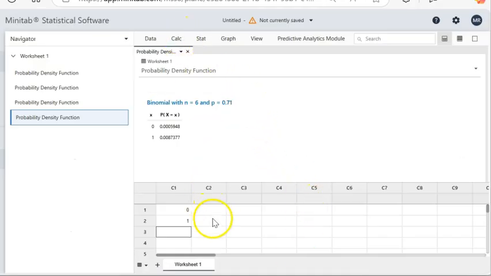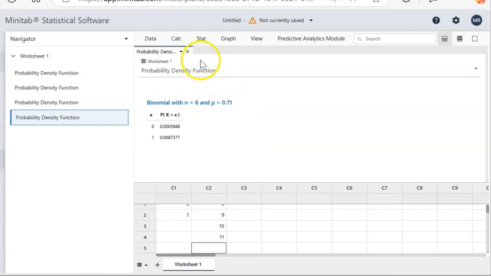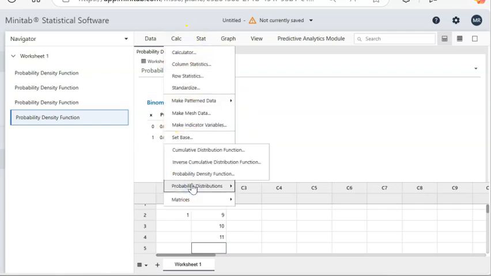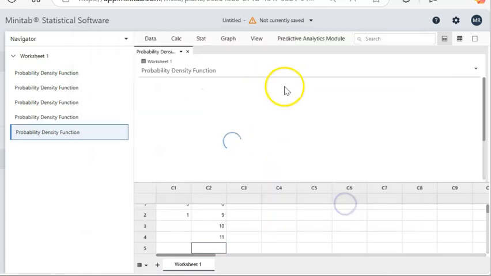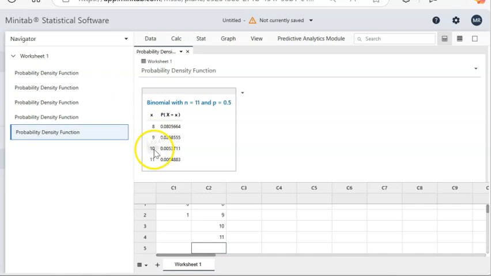Okay, and so let's go to Minitab, and what we're going to do is in C2 we're going to include 8 and 9 and 10 and 11. Okay, and then we're going to go to Calculate, Probability Distributions, Probability Density Function, and I believe our number of trials was 11 and our event probability was 0.5, because I made that comment about the coin flip. We're going to get our values not from C1, we're going to get them from C2. I want to make sure we have a column of values up here, and then when we hit OK, we should get 4 of them, and we do. 8, 9, 10, and 11.